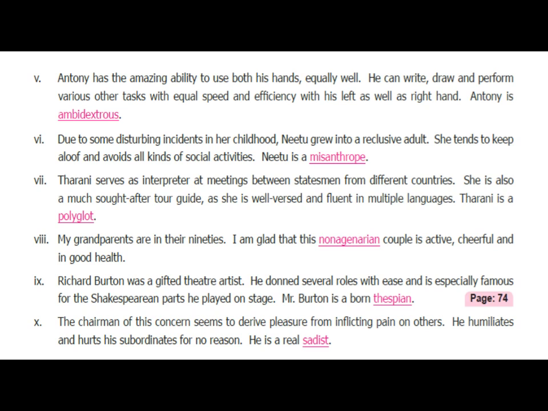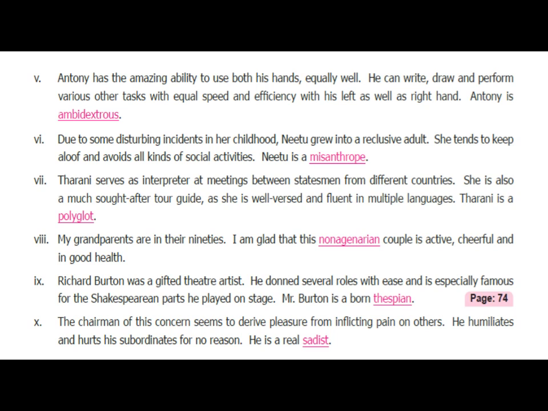Anthony has the amazing ability to use both his hands equally well. He can write, draw and perform various other tasks with equal speed and efficiency with his left as well as right hand. Anthony is ambidextrous. Due to some disturbing incidents in her childhood, Neetu grew into a reclusive adult. She tends to keep aloof and avoids all kinds of social activities. Neetu is a misanthrope.